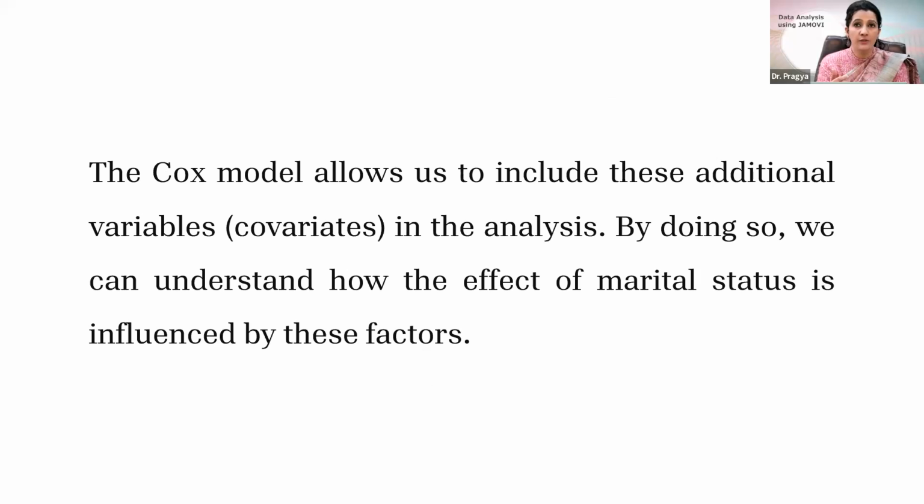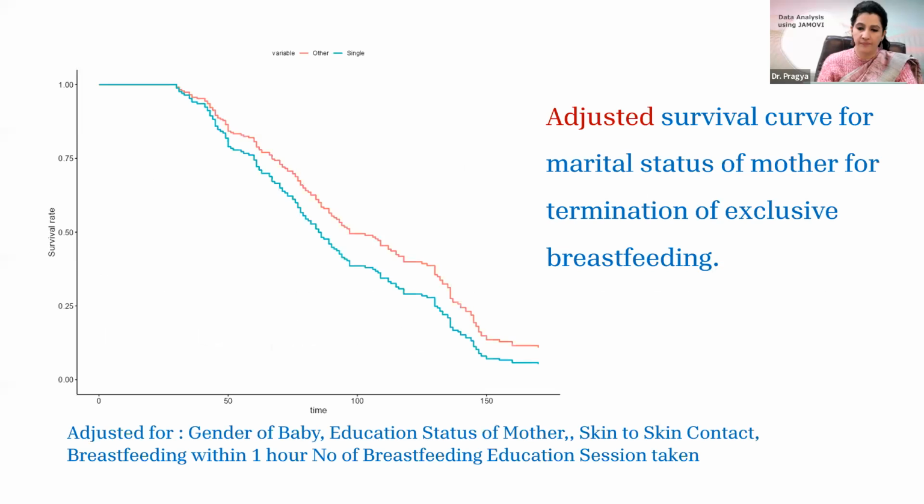And by doing so, we can understand how the effect of marital status is getting influenced by the presence of other factors. So this is the adjusted survival curve. In the beginning, what we saw was the unadjusted. Unadjusted means we are taking only one factor. Here, it is an unadjusted survival curve for marital status for the termination of exclusive breastfeeding.